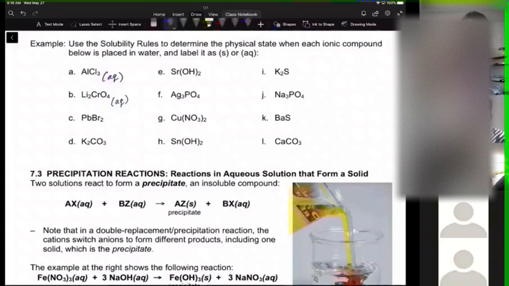For lead 2 bromide, so we can practice naming, you could say that out loud. It's probably good to hear it as well. So lead 2 bromide will be a solid. Bromide comes in rule number 3, but the lead is an exception to rule number 3, making it solid.